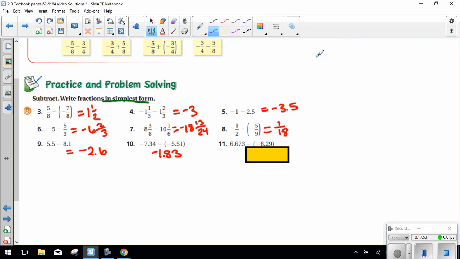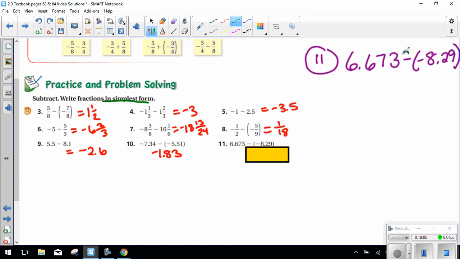Okay, so for number 11, we're going to take 6 673 thousandths and subtract negative 8 29/100. So we're going to rewrite minus and the number after it as add the opposite. So it becomes 6 673 thousandths plus 8 29/100, because the opposite of negative is positive. So in this case, my signs are the same, so I'm going to add them.